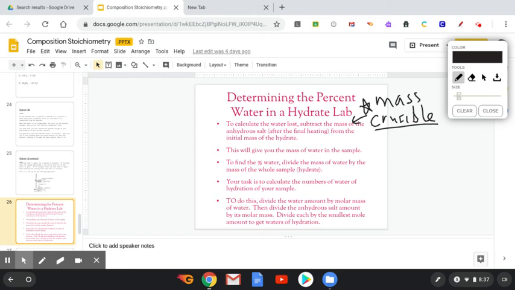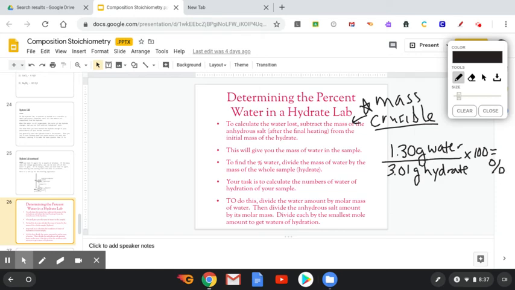So once you have the mass of the water in the sample, to find the percent water, you'll divide the mass of the water by the mass of the whole hydrate. So let's say that you end up with 1.30 grams of water, and you started with 3.01 grams of your hydrate. Okay, this is how you're going to do this. You're going to have your grams of water lost over your grams of your total hydrate times 100, and that's going to give you your percent water.